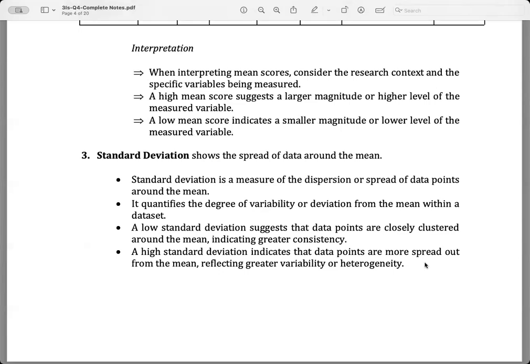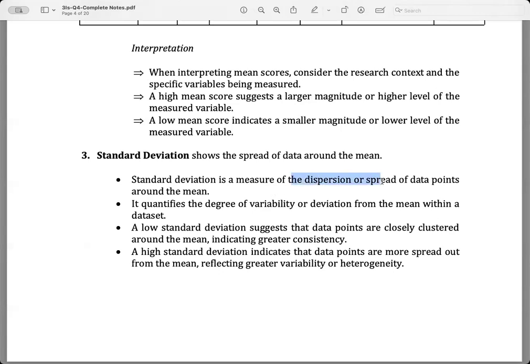Why does it matter? Because the more the data are spread out, the more that they are varying, or they are variable. But if the data are close to the mean, it means they are cohesive and would give us a more reliable mean score. So that's the importance of your standard deviation.